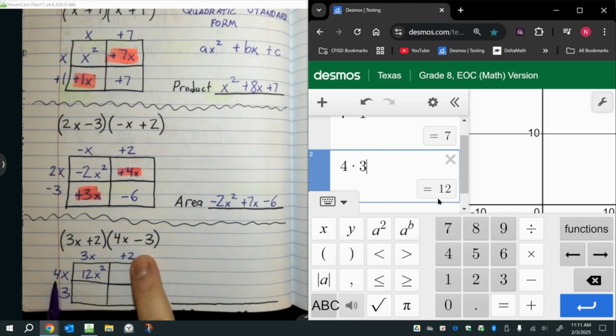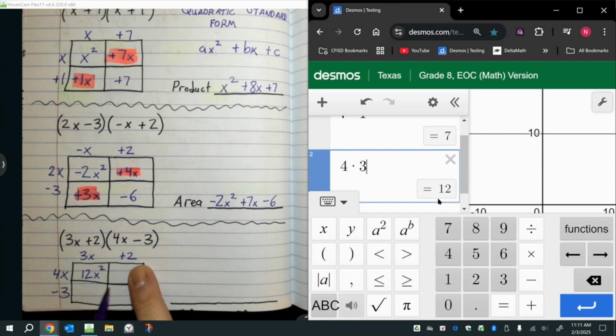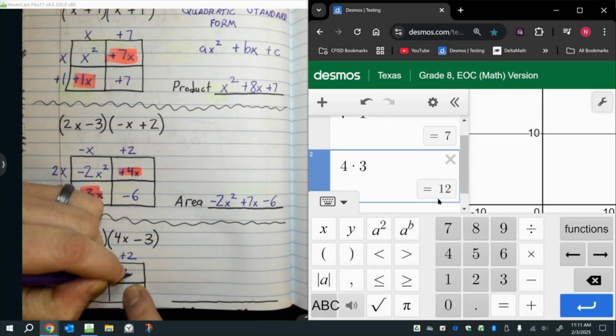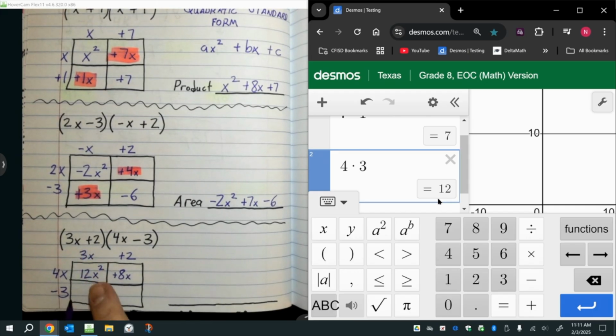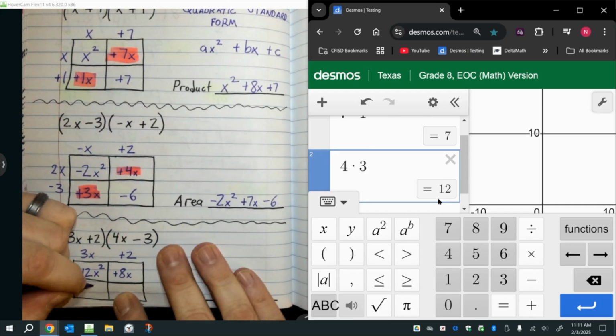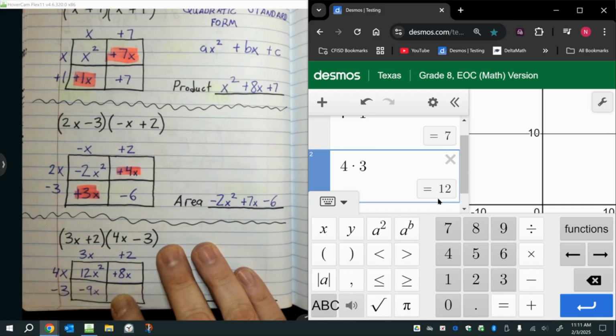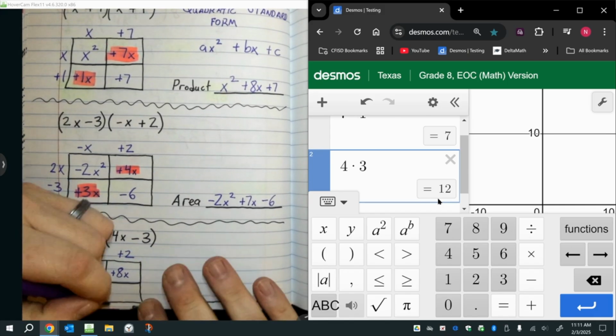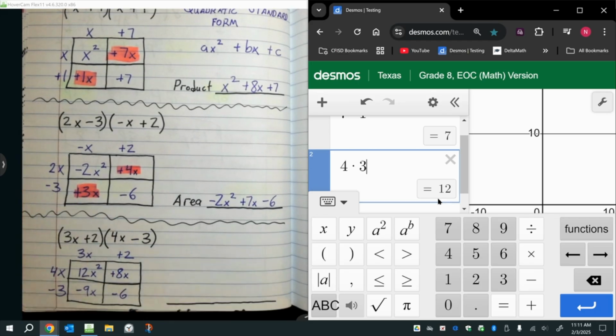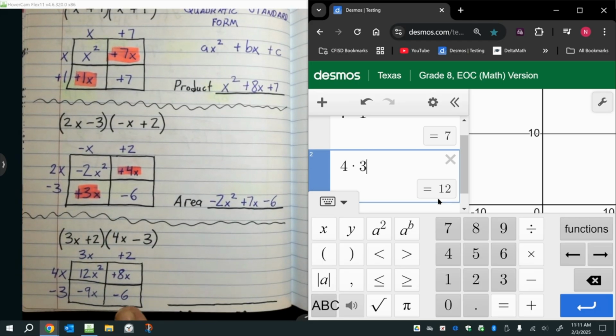Now we take 4 and multiply it with 2. 4 times 2 is 8 with our x. Negative 3 and positive 3 multiplied is negative 9. Attach our x. Negative 3, positive 2 multiplied, negative 6. Again, we're multiplying to go into the box.